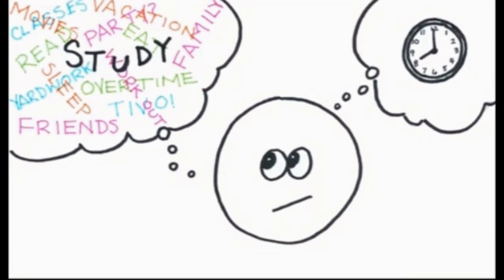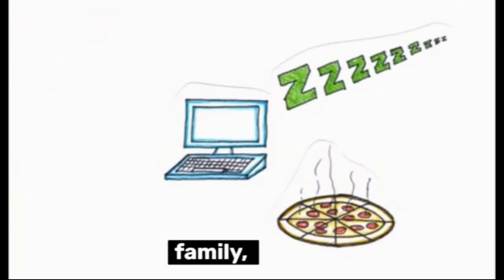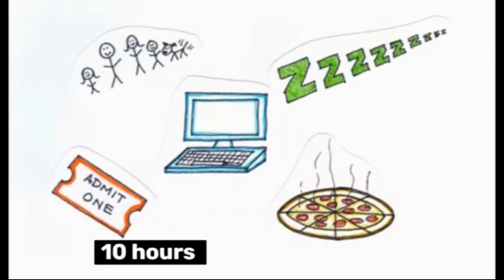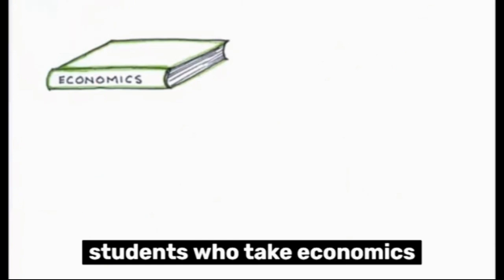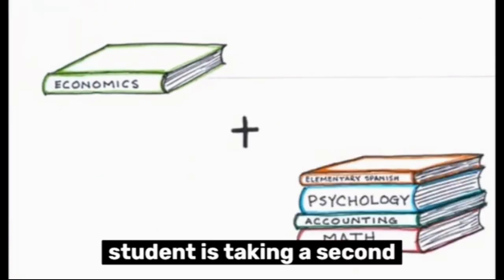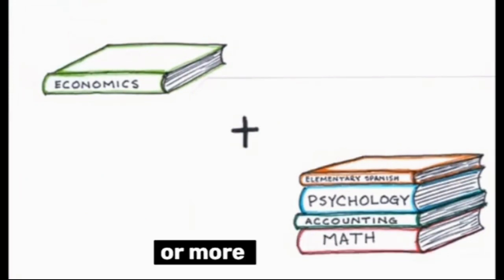Let's make a couple of assumptions about our student. After carefully evaluating for time spent at work, sleeping, eating, social activities, family, there's 10 hours of study time each week. Also, data shows that most students who take economics are full-time, so let's assume that this student is taking a second course. I know, in the real world, full-time means 4 or more courses, but I'm going to limit the number of classes to 2.